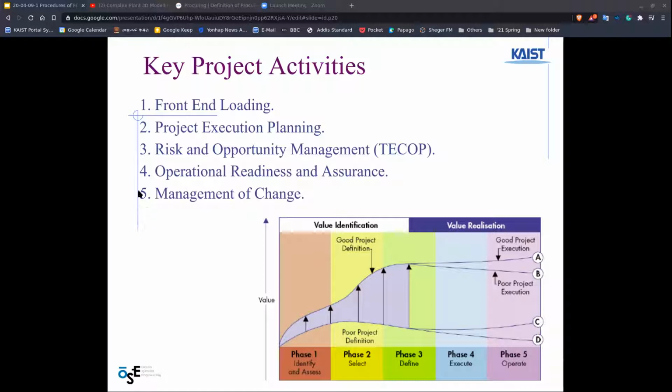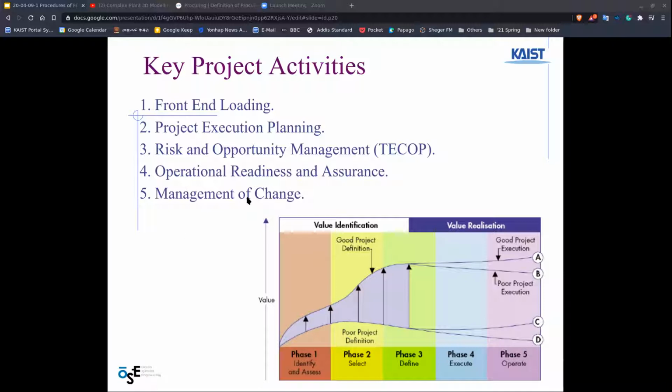Good project definition affects how successful the project can be. If the definition of the project is really poor, it's going to end up in a really bad state, as you can see with C and D. On the left end of this graph, the y-axis shows the value. C and D have really low values because it was screwed up at the beginning, in the project definition part. So it has a really big effect.